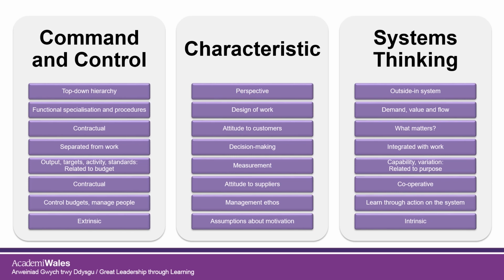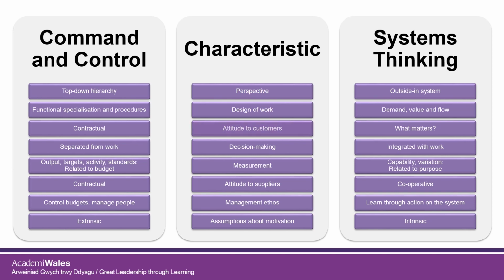But in systems thinking, it's an outside-in system, which means they get their ideas of what the customer wants and their needs. Number 2, design of work. Functional specialization and procedures in a command and control way. Or when you look at systems thinking, it's about the demand and the value and the flow, a bit like lean thinking.